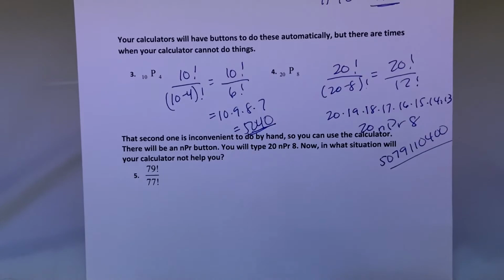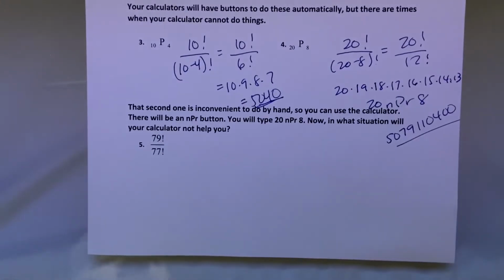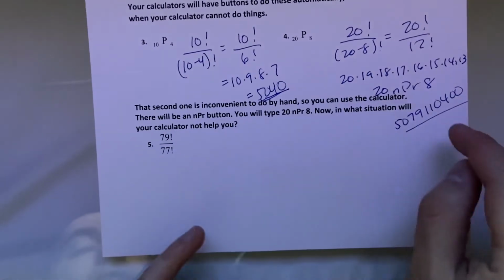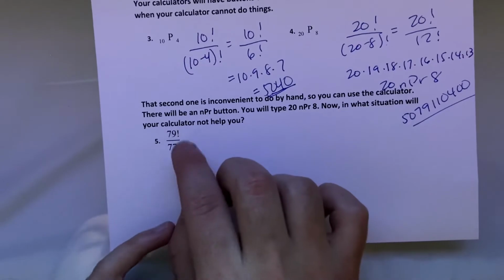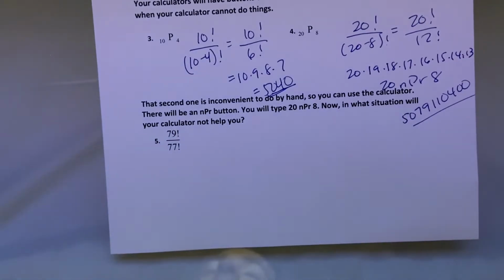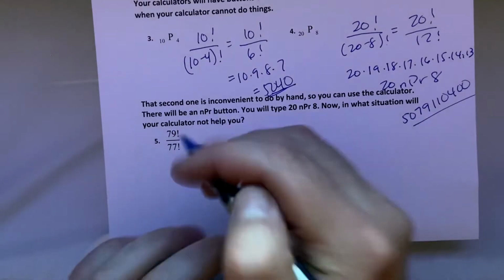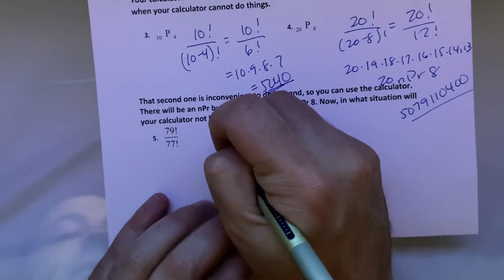So if you have 20 items and you're arranging 8 of them in an order, there are over 5 billion ways to do it. 79 factorial over 77 factorial. Unlike this one, which you can put in the calculator, you cannot put 79 factorial into the calculator. It will overflow. So it's important that you know how these work if you get something like this.